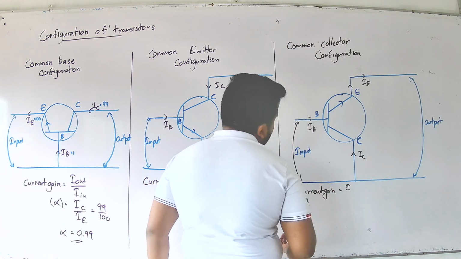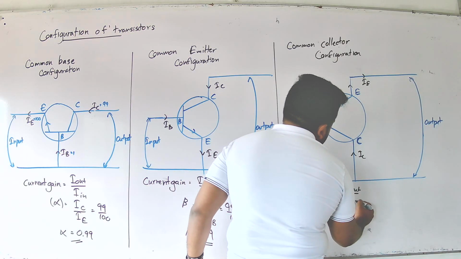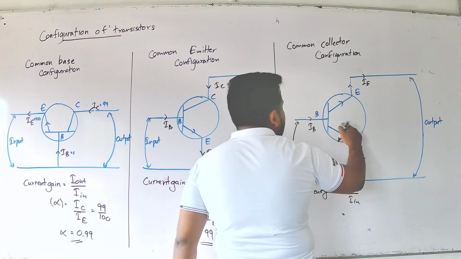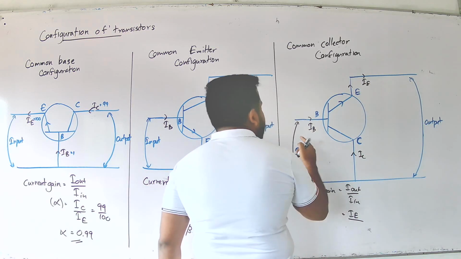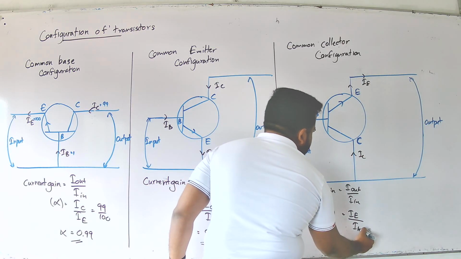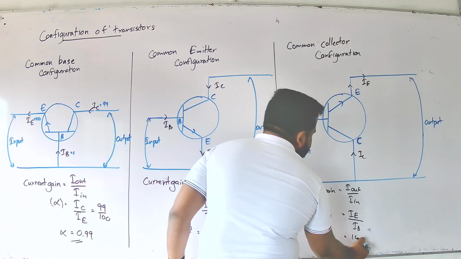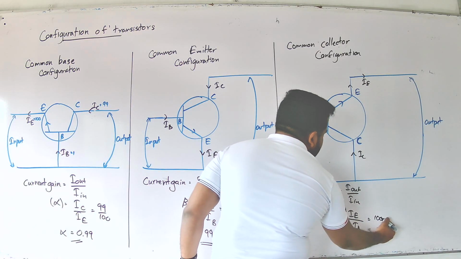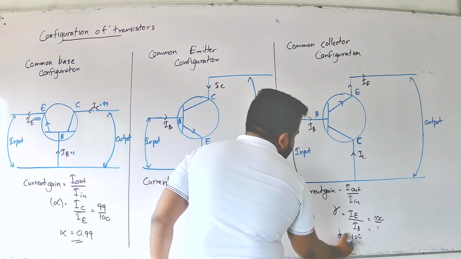I out, I in, I out. Input IB. So the IE equals 100. This is equal to 1. That means 100. So I will take as 0.